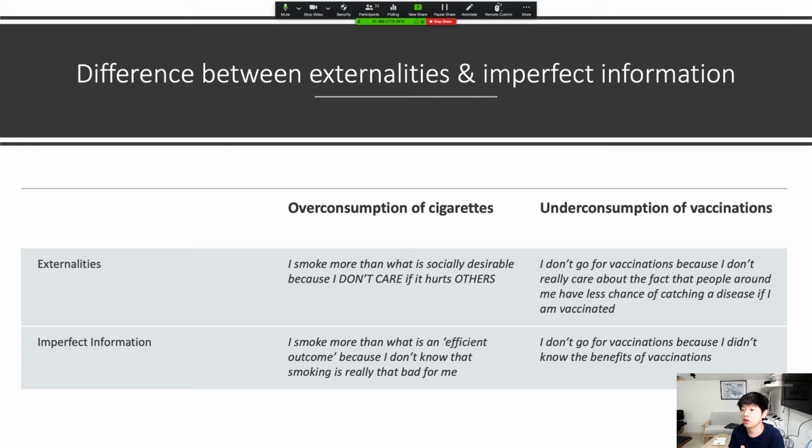That has got to do with the information that I have. I make a wrong decision based on the information I have because my information is wrong. So that's the concept of imperfect information. They are two separate issues. You got to explain them separately. So please make sure of that.